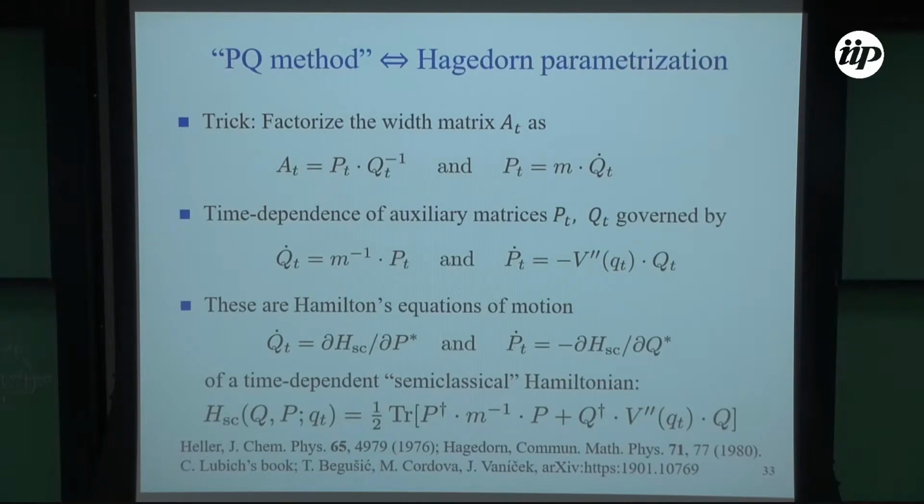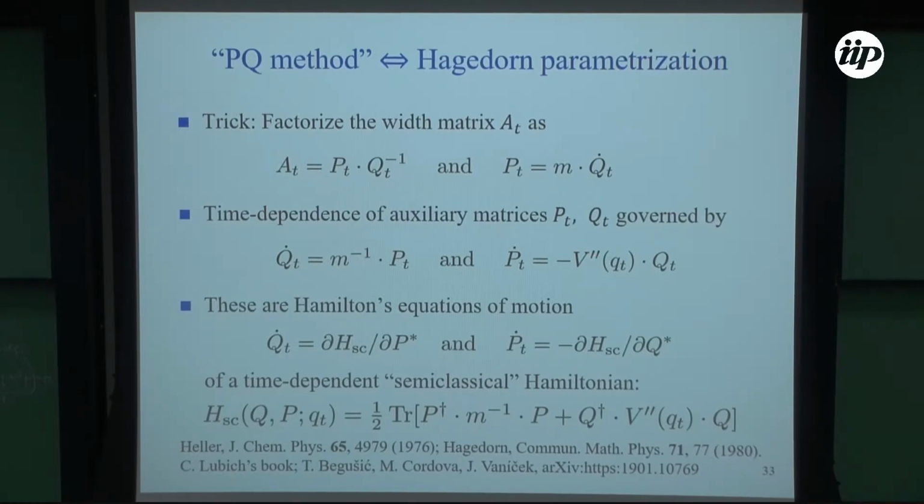In practice, you can evolve the stability matrix, or equivalently, you can use the so-called PZ method that Rick used, again, 40 years ago. And it's very closely related to the Hagedorn parametrization. It's a beautiful trick where you split the complex width matrix into a product of two complex matrices, which are intentionally called capital P and capital Q. And you make this ansatz. Actually, you have a lot of freedom in how to choose this P and Q. But in all cases, they satisfy the Hamilton's equations of motion for the linearized dynamics. So these are not vectors, but matrices. They're complex. And the gradient of the potential is replaced by the Hessian.